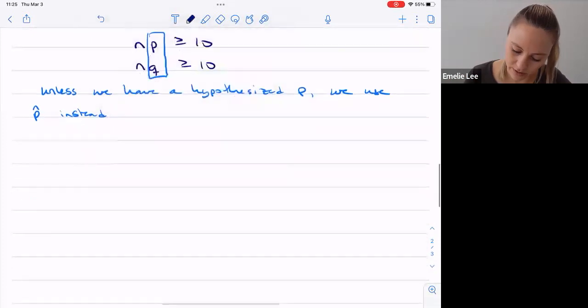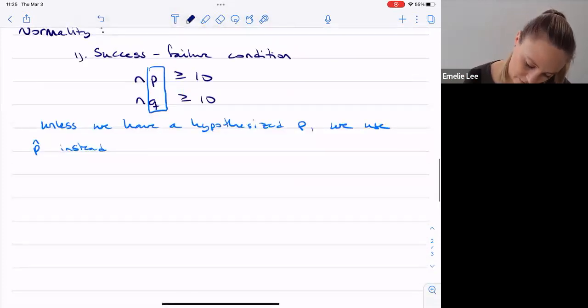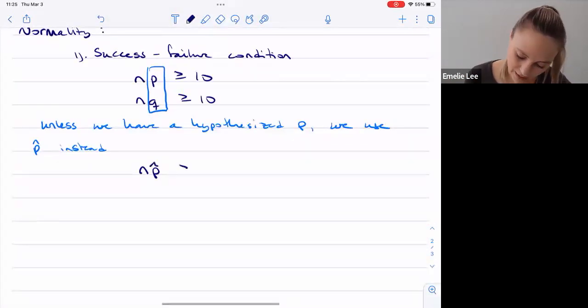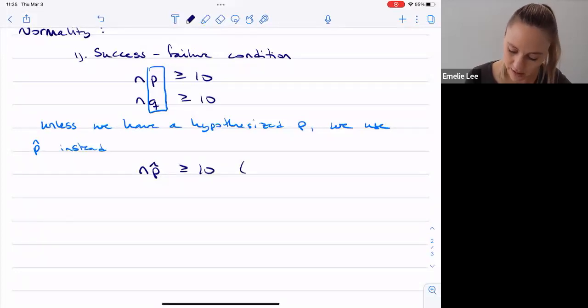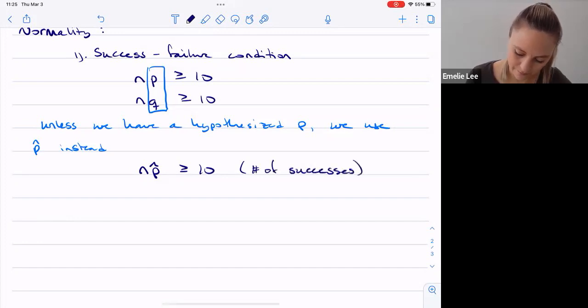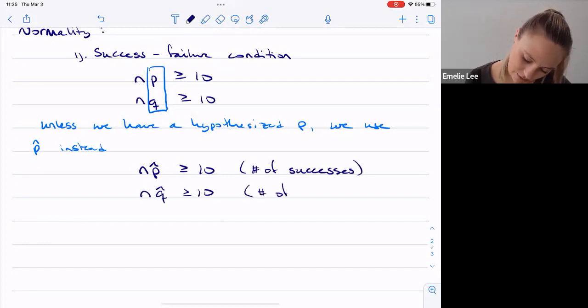So then we're going to check n times p hat has to be greater than or equal to 10, which is the number of successes, you'll remember. And n times q hat has to be greater than or equal to 10, which is the number of failures.